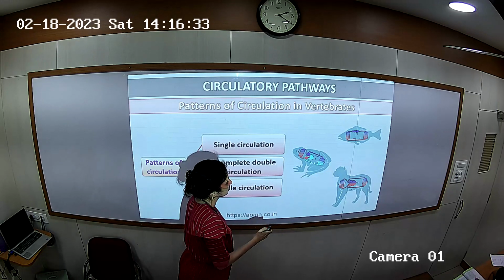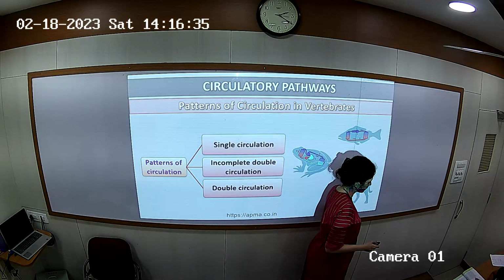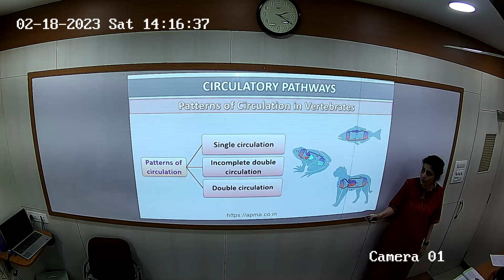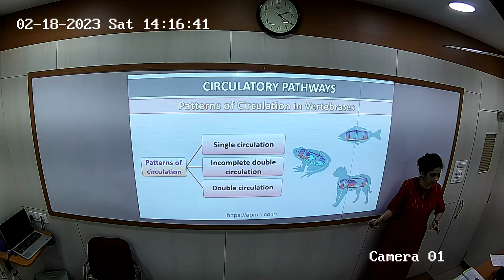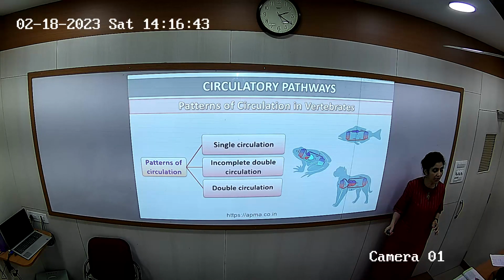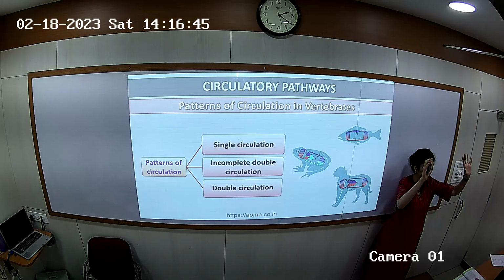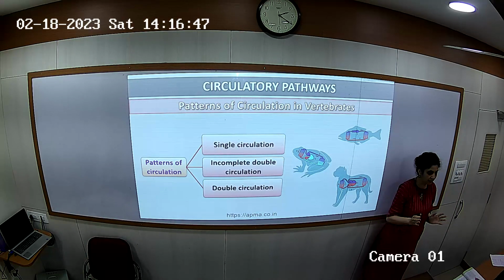Look at this. It will come in the next slide. The next slide will be only of fish. So it is single circulation. Double we've already seen in human beings. What is incomplete double now? Imagine there are two atria and one ventricle. Same funda.